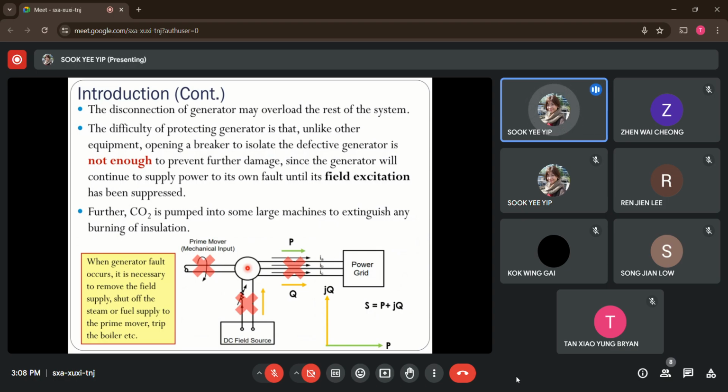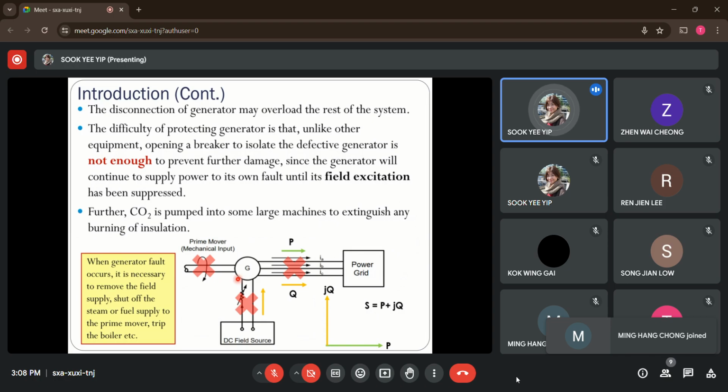All right. As long as these two are moving, the faulty generators will still continue to supply power to their own fault. Okay. In such a case, the generator can actually damage the components downstream. Furthermore, for a larger machine, which is able to generate much higher power, if we have a fault, we also need to pump carbon dioxide into it. In such a case, we can extinguish any burning of the insulations.